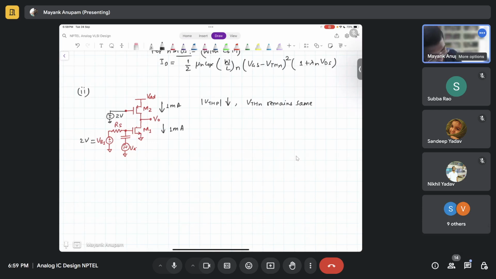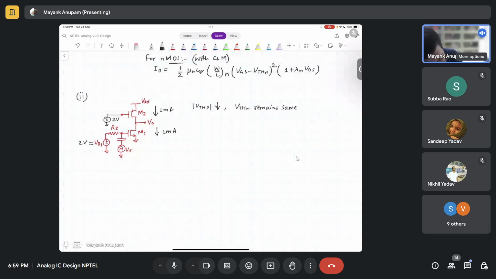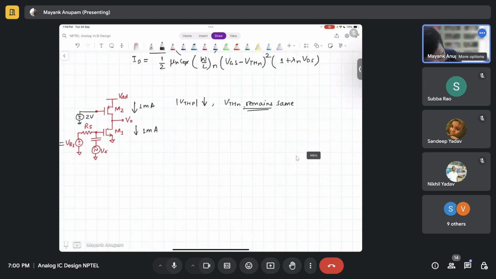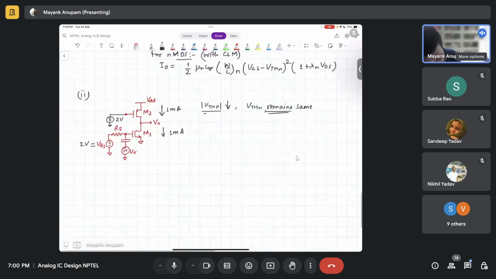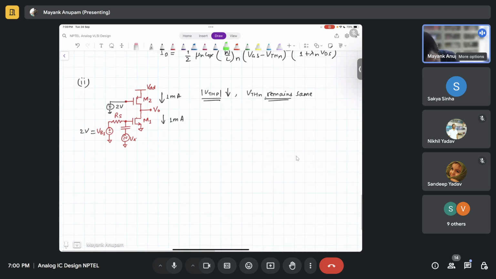Yes. Fine. Tell me, what about the... Yeah. So let's say VTHN remains the same. However, this VTHP suddenly decreases. What is going to happen? M2 will increase the current. Yeah, M2 will increase the current, correct. M2 current will suddenly increase.